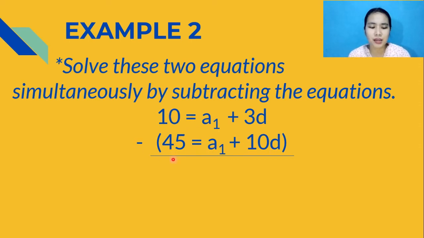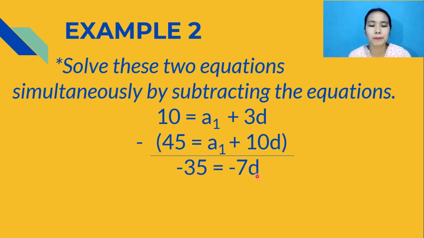So 10 plus negative 45 is equal to negative 35. Our a sub 1 will be cancelled. And then 3d plus negative 10d is equal to negative 7d. We need to eliminate negative 7 beside d. That's why we apply MTE. We multiply the whole equation by negative 1 over 7.